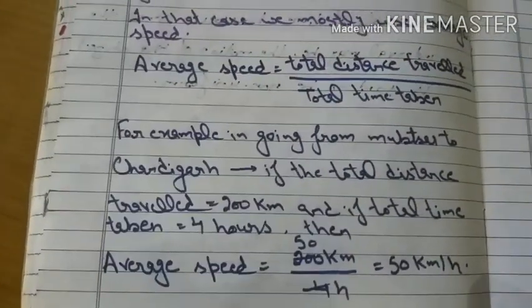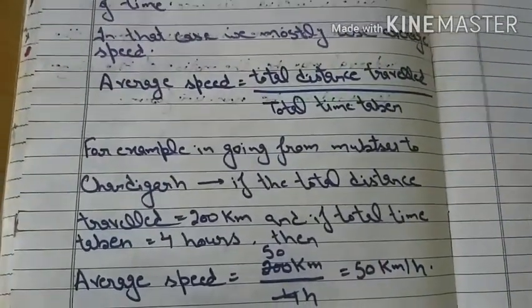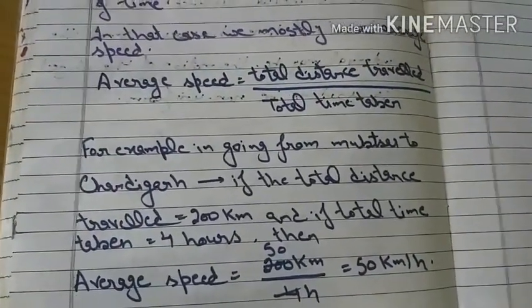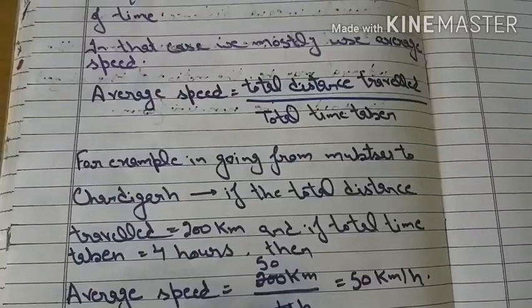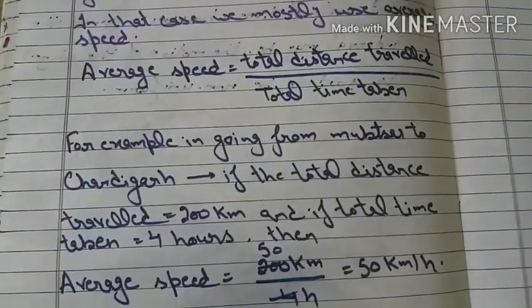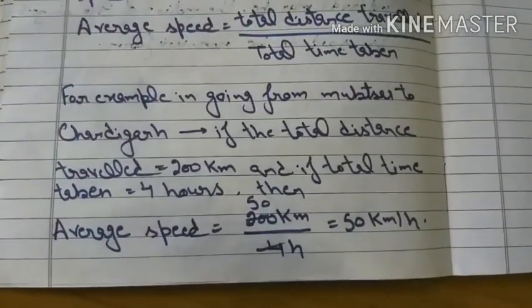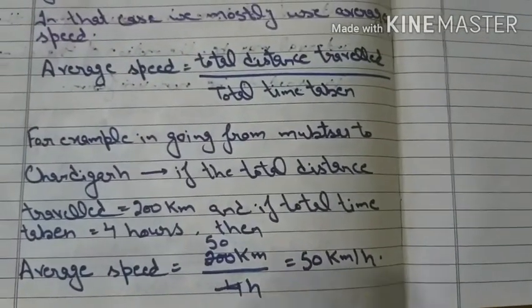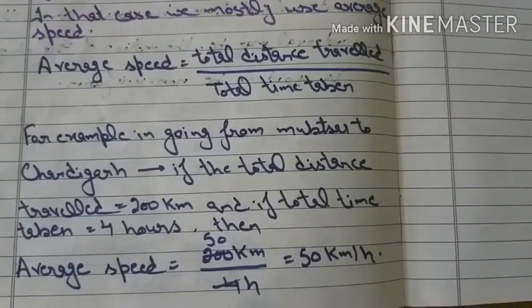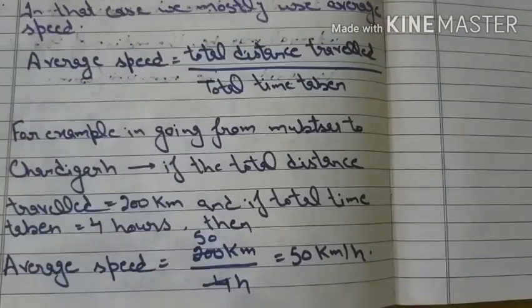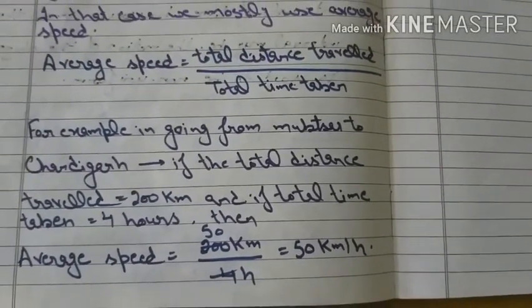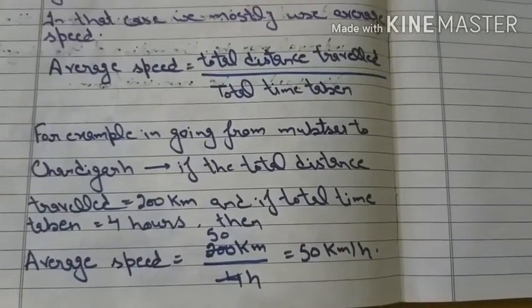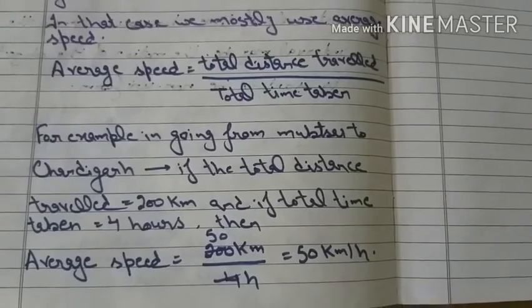For example, in going from Muktsar to Chandigarh, if the total distance covered is 200 km and the total time taken is 4 hours, then we can easily calculate the average speed by dividing total distance by total time. That is 200 km upon 4 hours. It comes out to be 50 km per hour. So students, in that way we can calculate the average speed of an object.